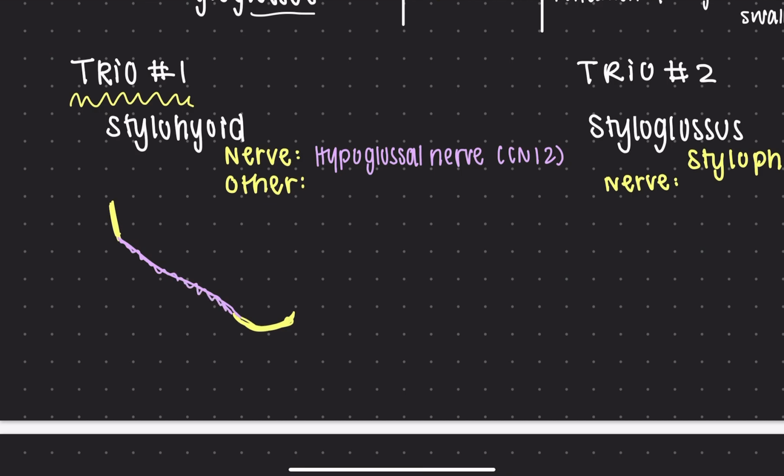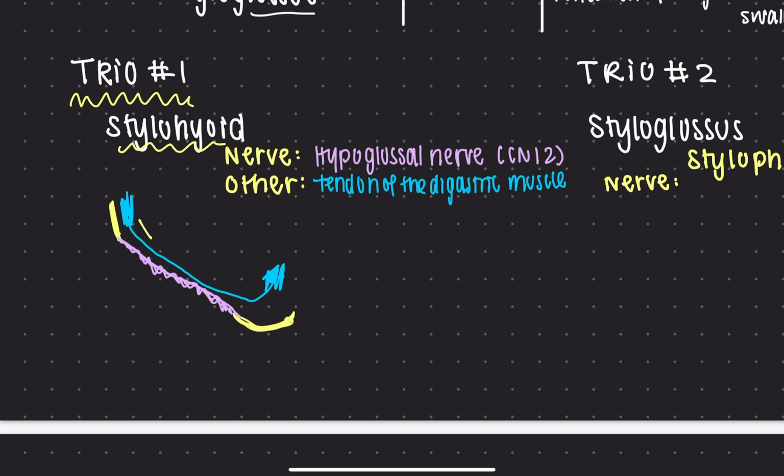And it's also going to be running with the tendon of the digastric muscle. So if you see the tendon of the digastric, here's the anterior belly, here's the posterior belly. You see that hypoglossal nerve, and then you also see the stylohyoid. Then that's trio 1.